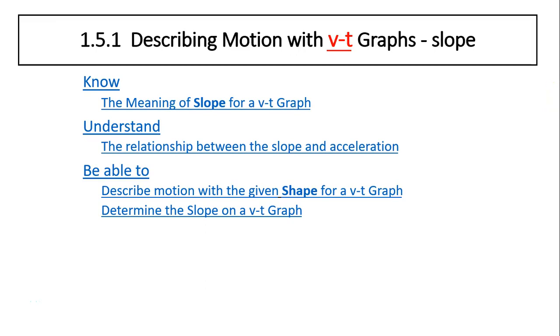Today's topic is describing motion with a VT graph, part 1: slope. The objectives for today are: know the meaning of slope for a VT graph, understand the relationship between the slope and acceleration, be able to describe motion with a given shape for a VT graph, and be able to determine the slope on a VT graph.